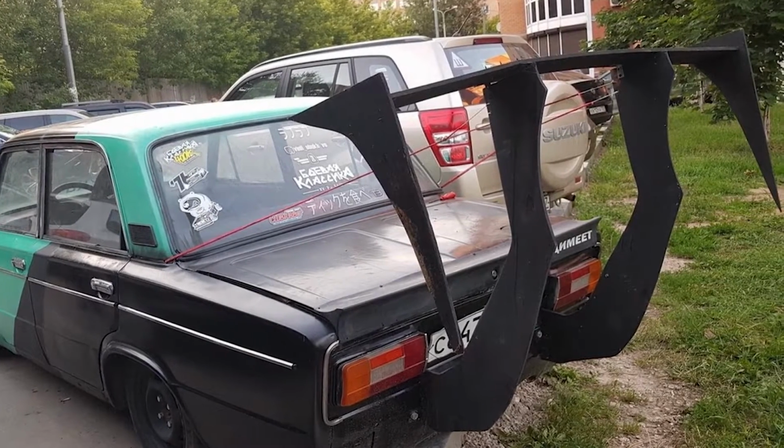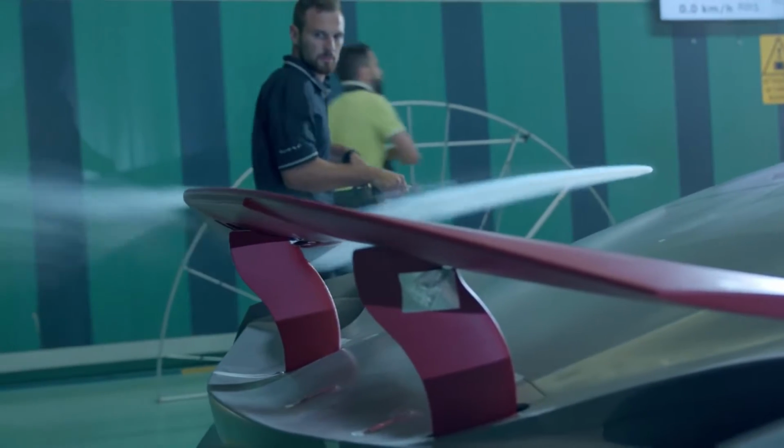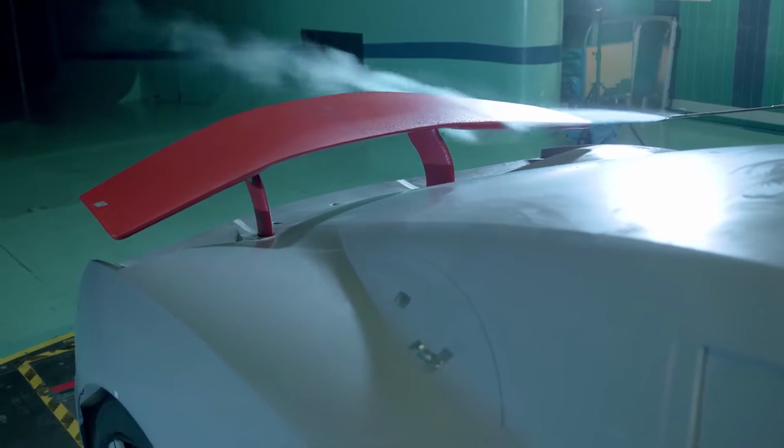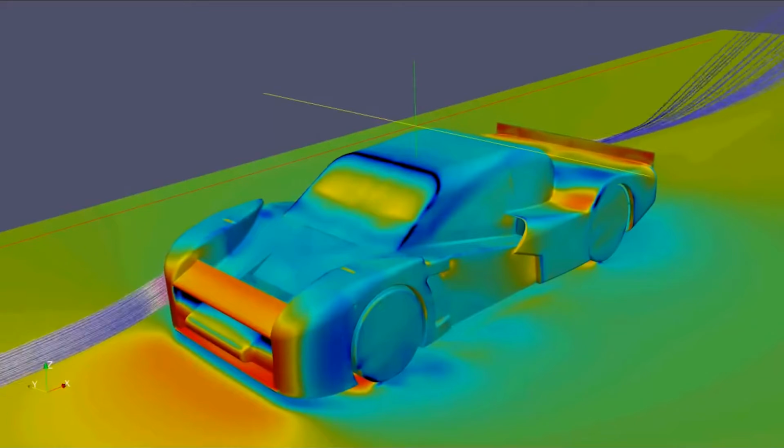Now let's talk about the car spoiler. Many don't even know why they really need a spoiler on the trunk lid. Some people think that this is just a decorative element, but in fact the spoiler is designed to reduce aerodynamic drag. That is, to reduce fuel consumption.